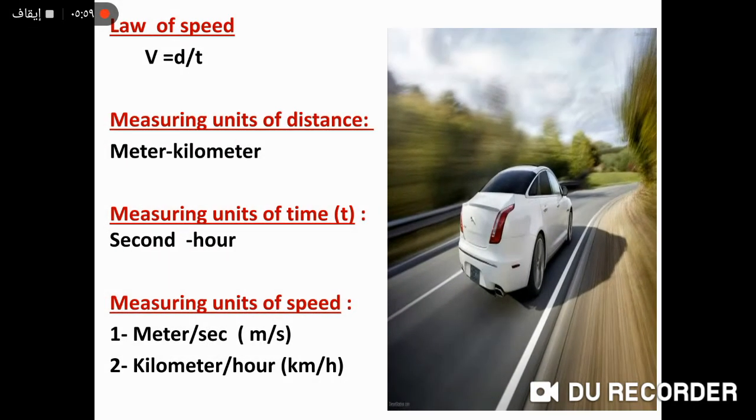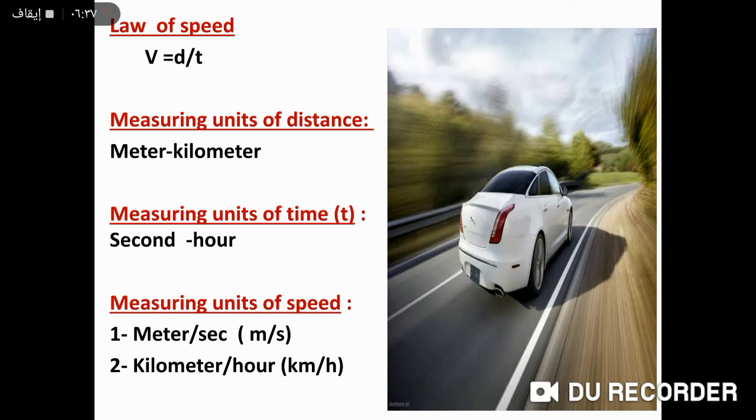What is the law of speed? This law, we will use it in solving some problems about speed. V equal d over t. What is the V? V means velocity, but here in this lesson it represents the speed. D is called distance, t is called time, so we can say that V speed equal d distance over t time.